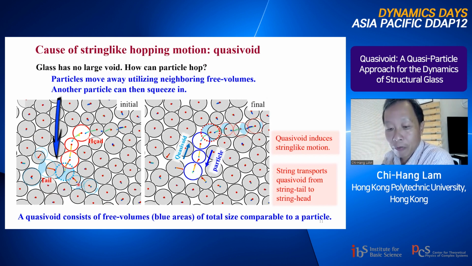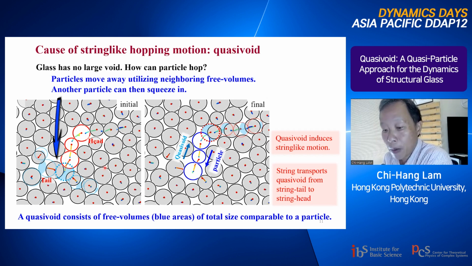And these free volume fragments now allow the neighboring particles to be squeezed away so that this particle can squeeze in. But everything happens at the same time. So at no time will we see a large void here. But because of these free volume fragments, this first particle is able to hop in, and then the other particles can also follow the string-like motion.